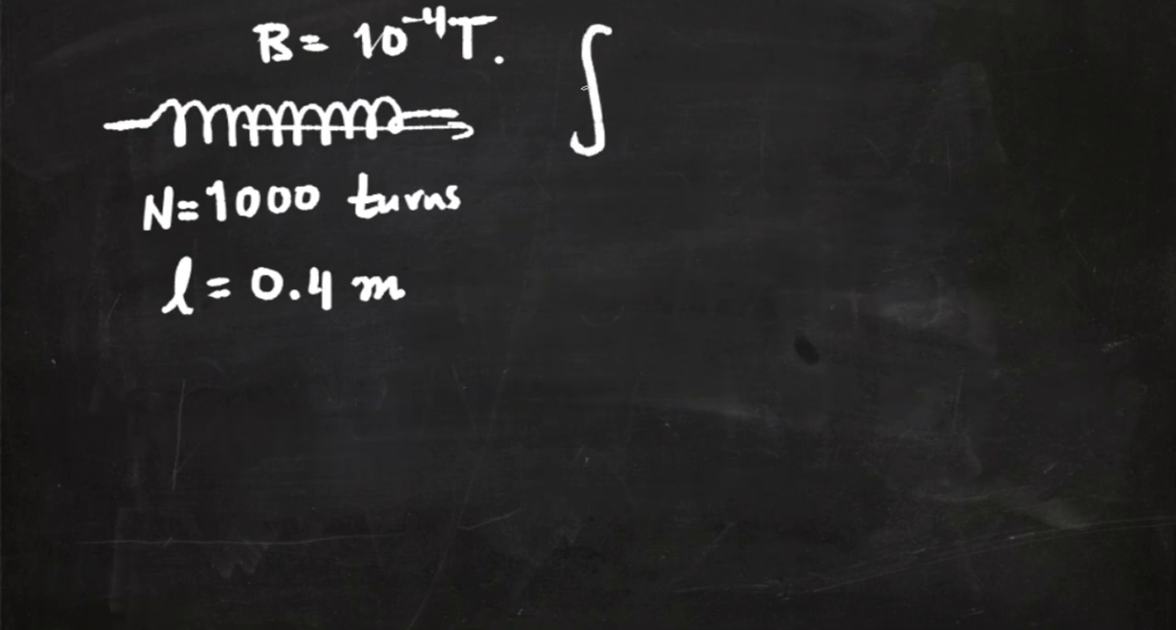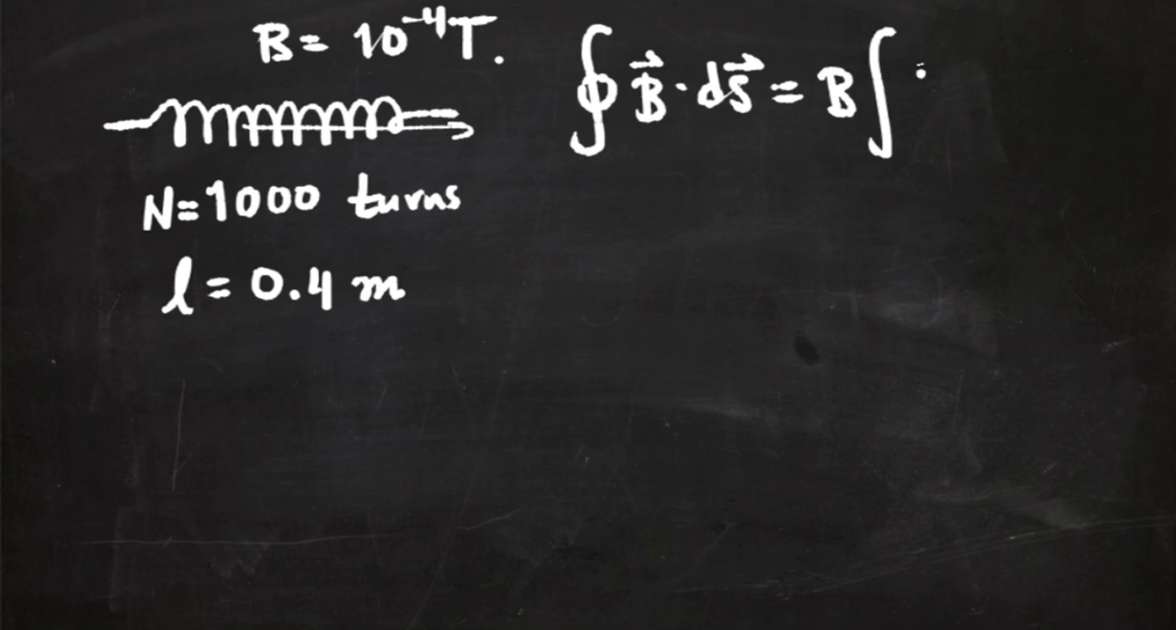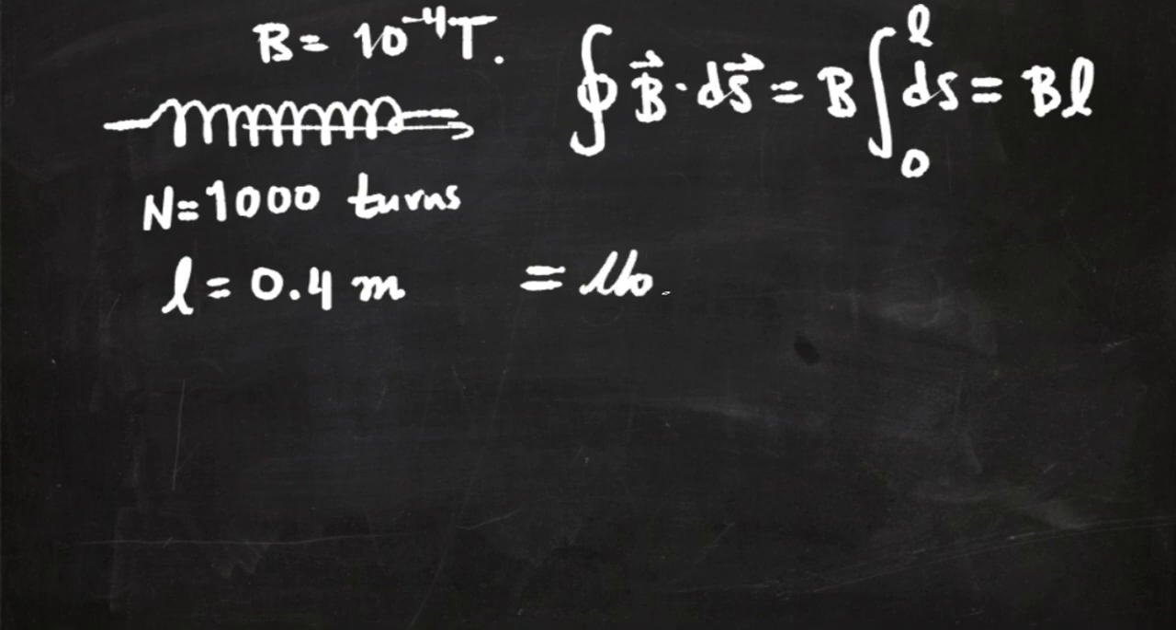And now we can go ahead and perform the integral. Integral B dot ds is equal to B times the integral of ds from 0 to L, which is just B times L. Now remember, the right-hand side of Ampere's law says that this integral is simply equal to mu naught times the current enclosed.